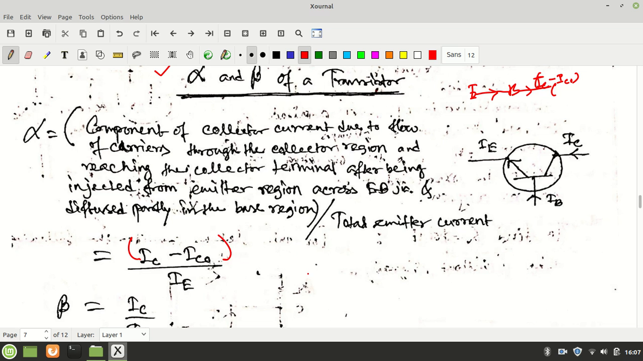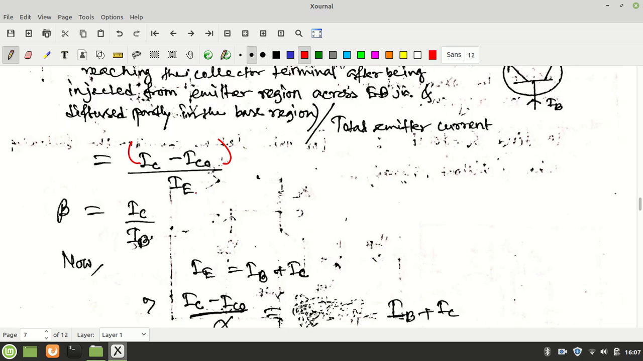I have already discussed it. It is divided by the total emitter current, which started from the emitter, but the current that reached the collector is IC minus ICO. So this ratio should be less than 1.